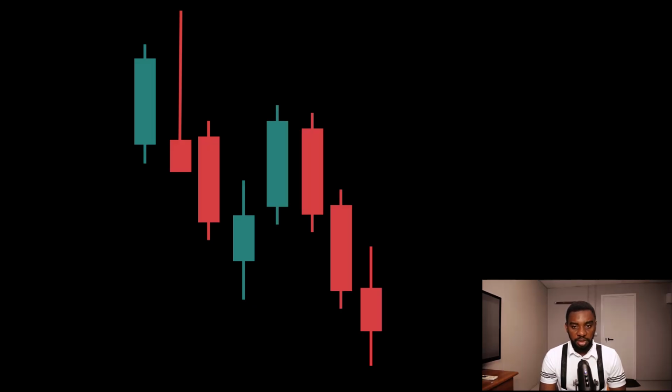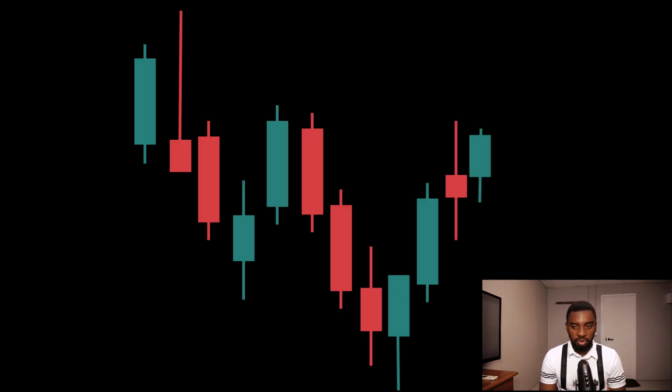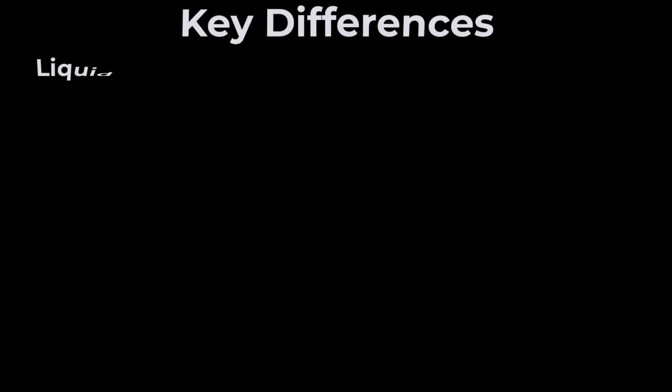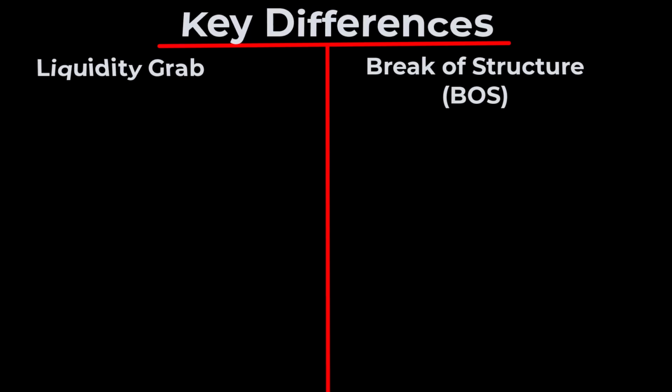Understanding break of structure. A break of structure signifies a genuine shift in market structure where the price breaks a previous high or low, indicating a potential trend continuation or reversal. Recognizing a break of structure helps traders align with the prevailing trend. What are the key differences between liquidity grabs and break of structure?